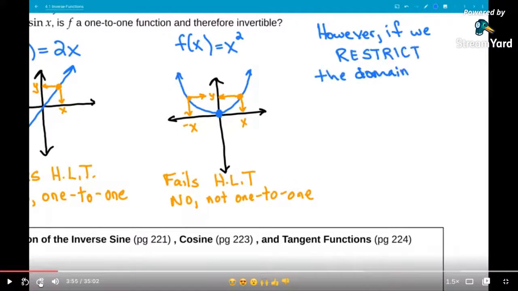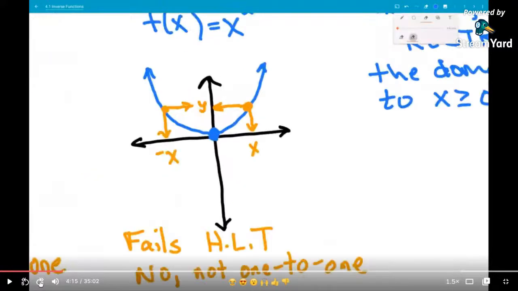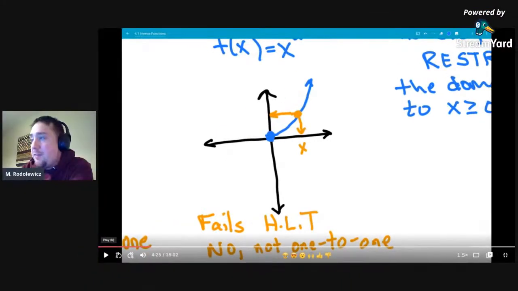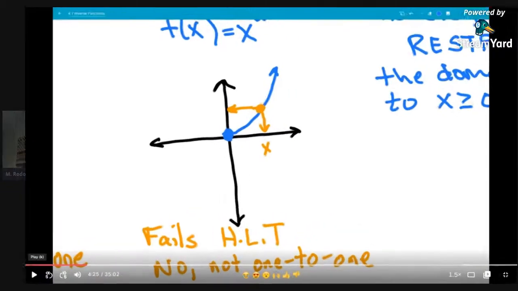If we restrict the domain of the function to greater than 0, so if I could imagine cutting out half the parabola there, just everything less than 0, and now we only consider values of x of 0 or greater, then we would have a quadratic function that is invertible.